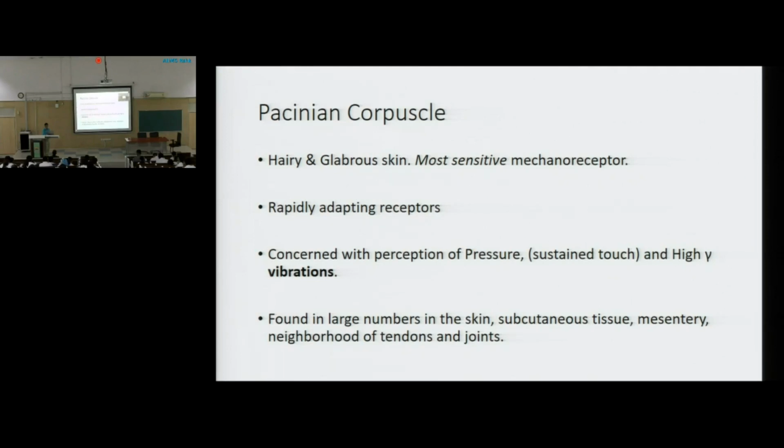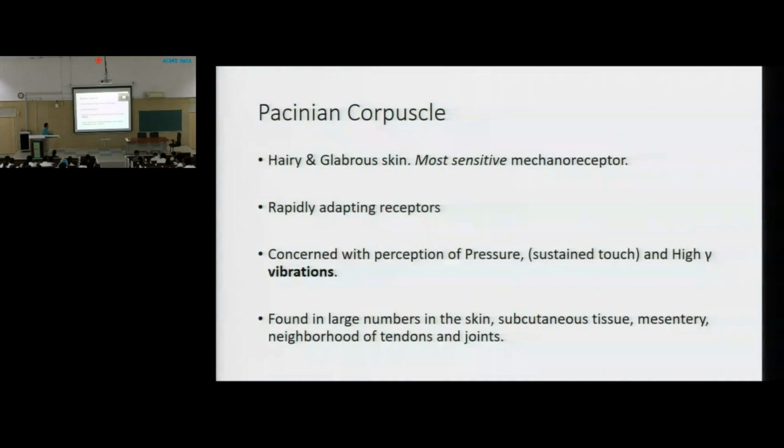So what does this mean? The adaptation property of the Pacinian capsule is because of the presence of the concentric layers of connective tissue. So if you somehow remove those concentric layers, the rapidly adapting receptor can become a slowly adapting receptor. The presence of that specialized structure around the tip of the nerve fiber is what gives it the property of rapid adaptation.